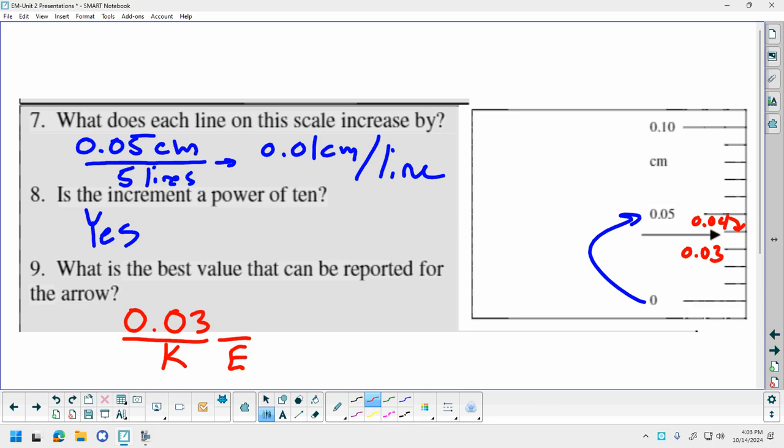It's pretty high up there. I'm going to say an 8. So 0.038 centimeters. I know it's at least 0.03. It's less than 0.04. I'm estimating that 8 because I can go to the next value place since it's a power 10 scale. And that's going to give me the best, most precise measurement that I can get from this scale.